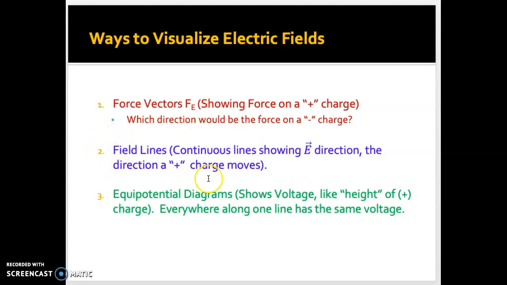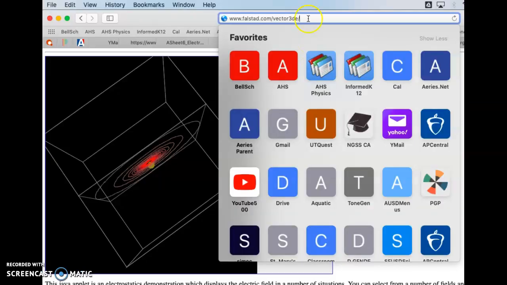Then there are field lines. Let me show you some force vectors first, and then we'll go on to field lines. Okay, this is a simulation at www.falstad.com/vector3de in case you want to know.